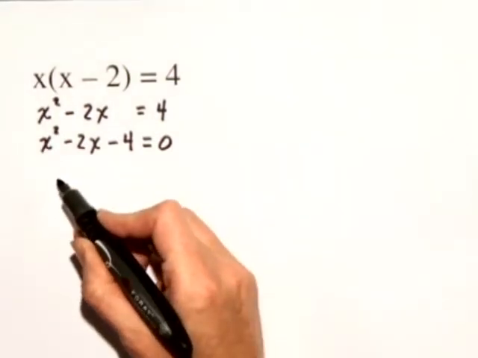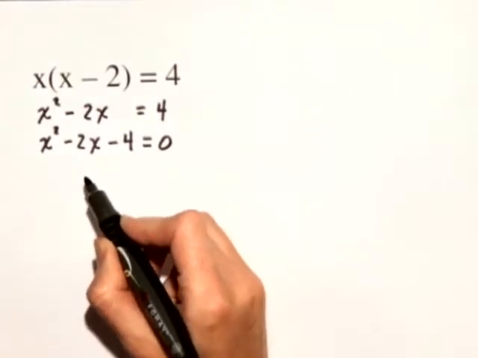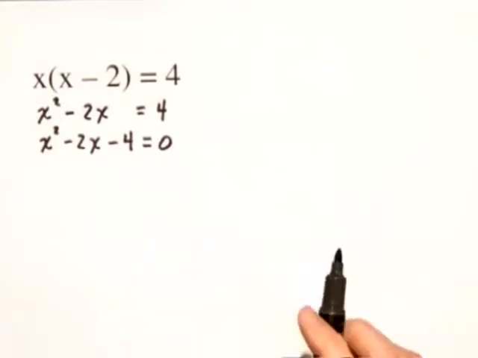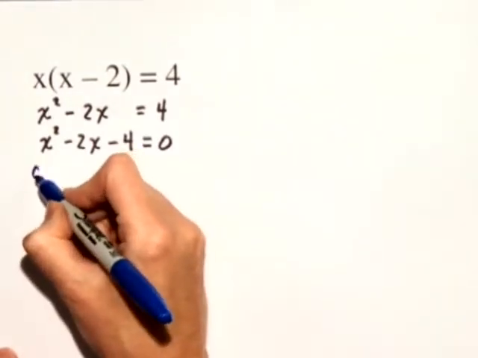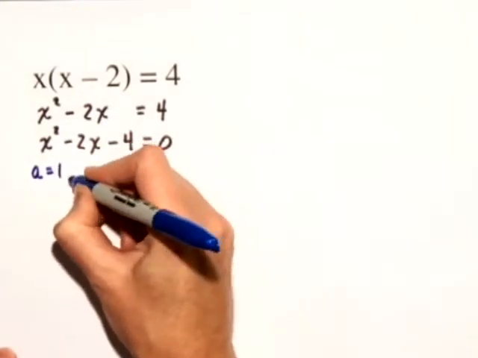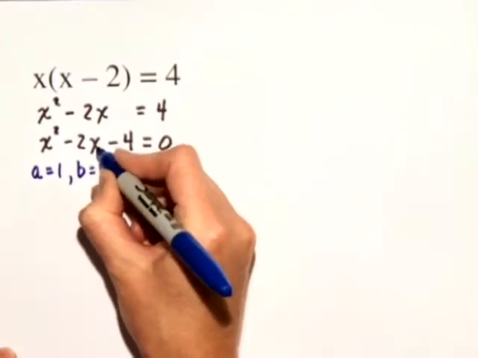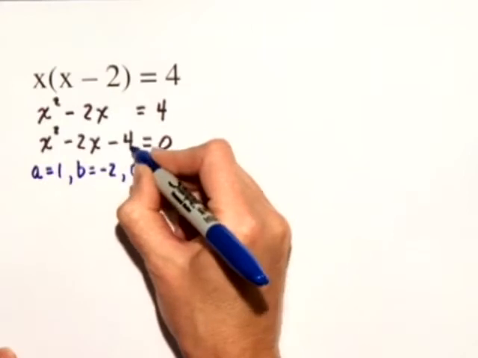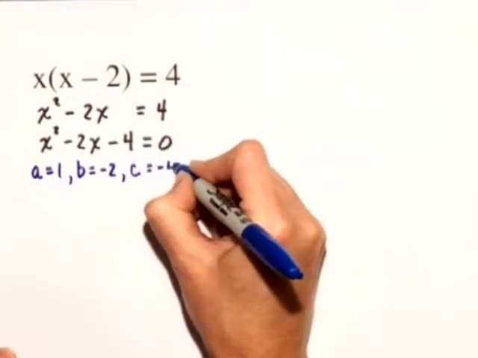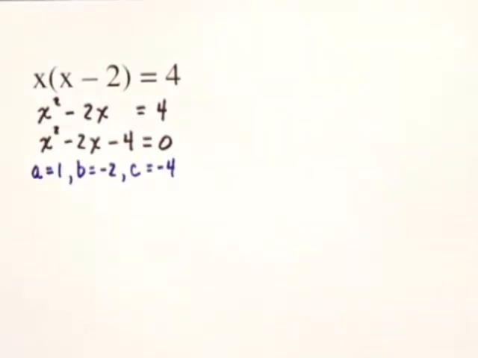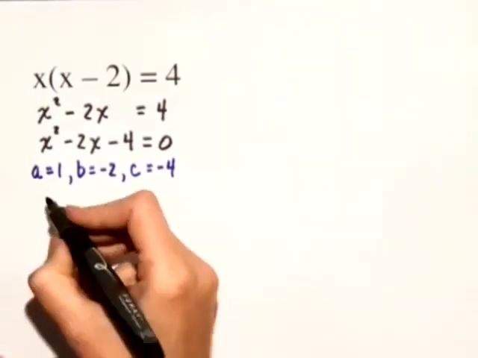So we can apply another method to solve the quadratic equation, and we'll use the quadratic formula in this case. Now remember, we have to identify what a, b, and c are. A is always the constant in front of the x squared term, so a is 1. B is the constant in front of the linear term, so it's negative 2. And c is our constant term, negative 4. And we'll go ahead and substitute a, b, and c into the quadratic formula.